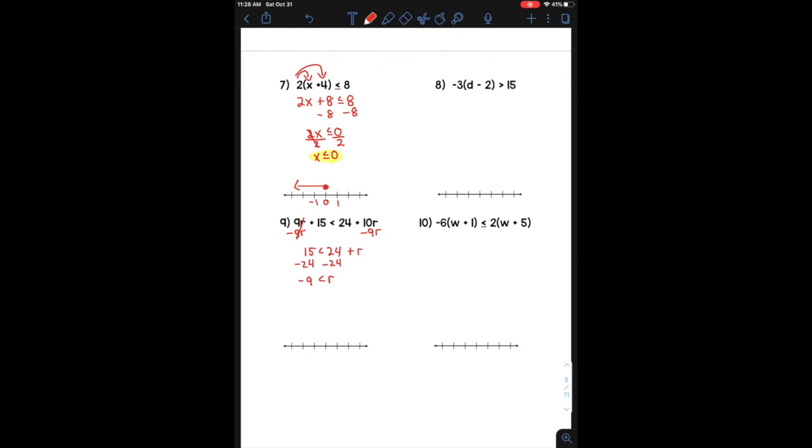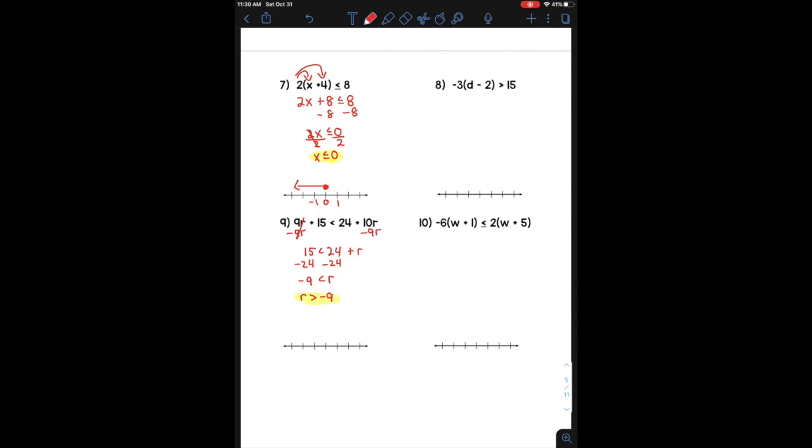Remember, we always want to write our variable first, and this is another time where we have to switch the sign to keep the expression the same. If negative 9 is less than r, r must be greater than negative 9.